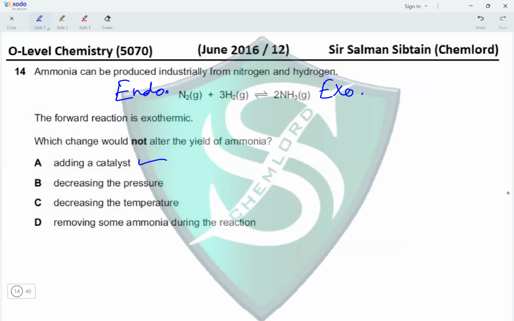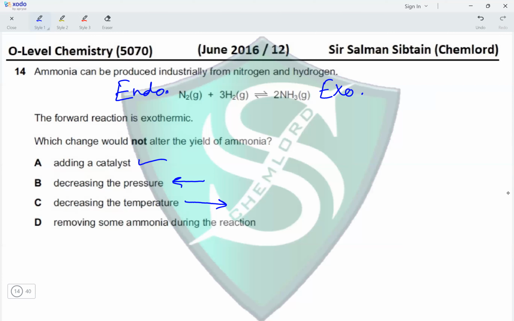The other options are decreasing the pressure. A decrease in pressure favors the side with the greater number of moles, which is the reactant side. So equilibrium will shift backwards, decreasing the yield of ammonia. Next, decreasing the temperature. Decreasing the temperature will favor the exothermic side of the reaction, which is the forward direction. So equilibrium will shift forward, increasing the yield of ammonia.